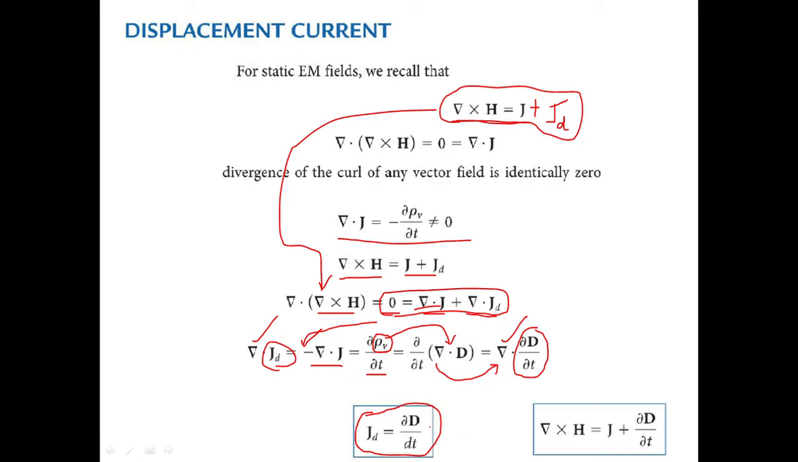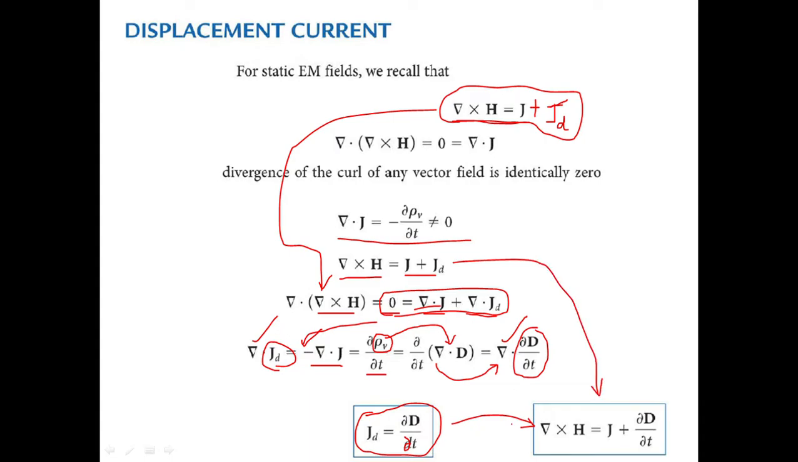Now this JD is whatever we considered for disproving divergence of J is equal to 0. We took one more term, plus JD. That JD turned out to be dou D vector by dou T. So this JD is nothing but displacement current density, right? Now when I substitute JD in this equation, what happens?